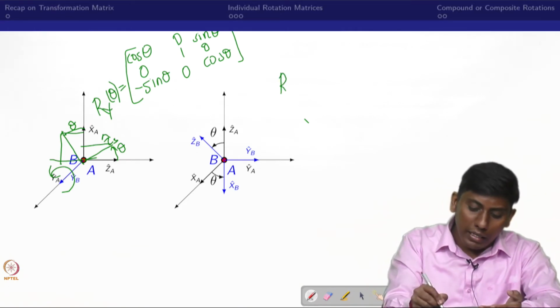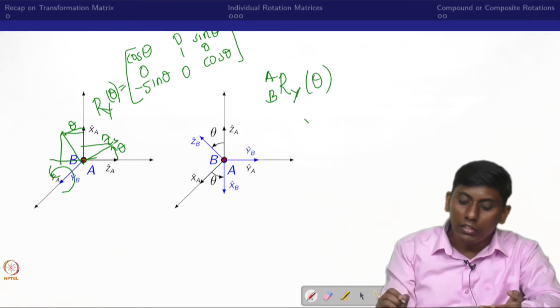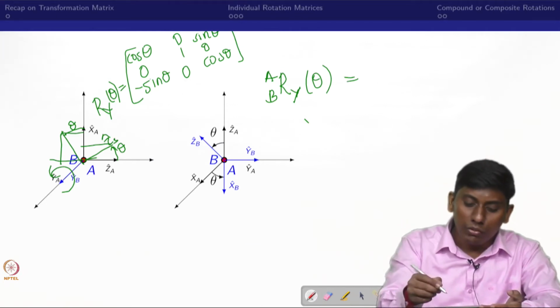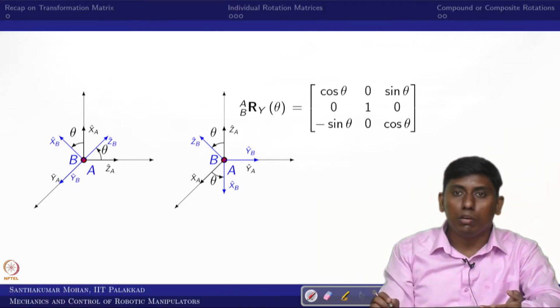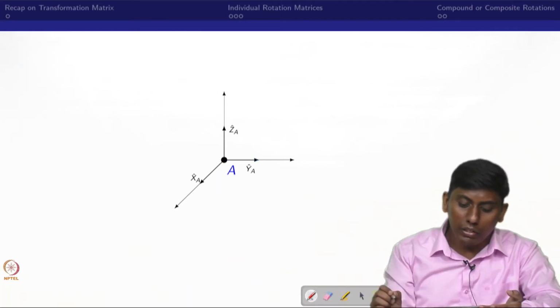Now if I write RB with respect to A, where the Y axis is used for rotation, this is the matrix. That is what we have written here, and this is what we obtained. This is another individual rotation matrix. Now we'll see the last one, with respect to the Z axis.